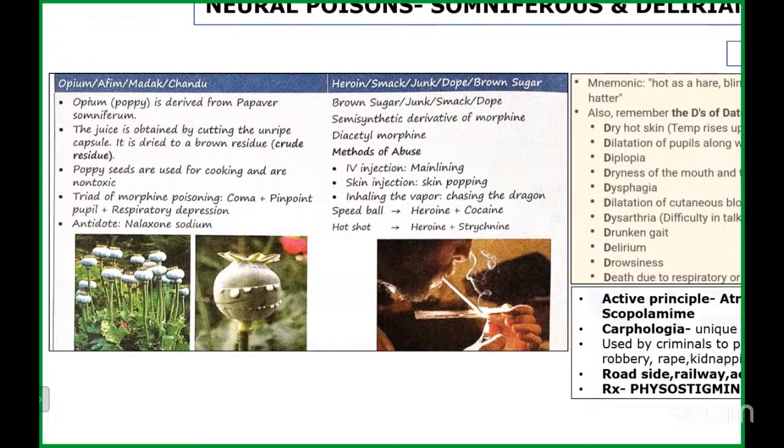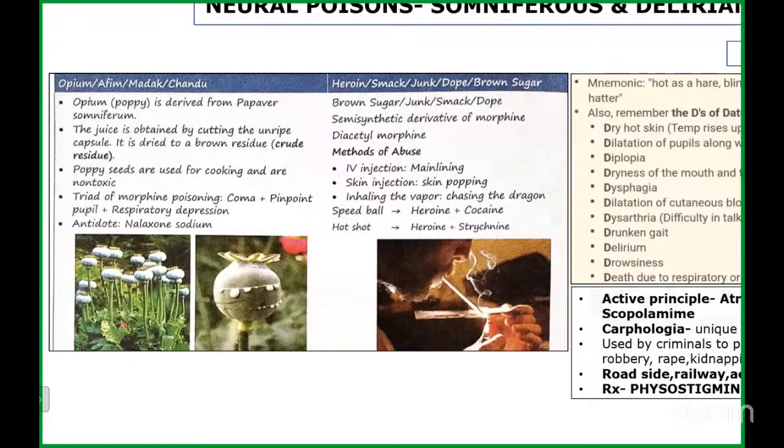Please don't confuse these two names. Naloxone, naltrexone sound similar. Naloxone is when it is an emergency. Naltrexone is what you use when you have to maintain. Now, coming to heroin, which is also given by these names, the names are sometimes asked. It's also called brown sugar or smack or dope.